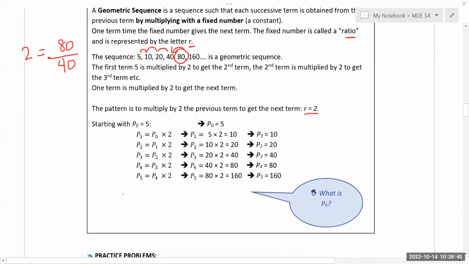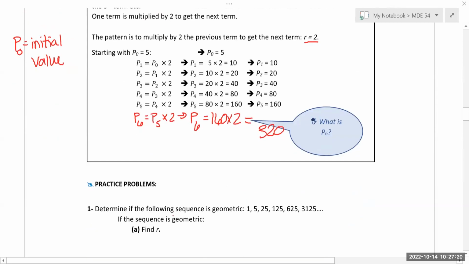So if we were to write that out a little bit, we start with this 5. That's going to be our P of 0, or initial value. And then we do 5 times 2, which is 10. So P of 1 is 10. Then we do P of 1 times 2, so 10 times 2, which is 20, on and on and on. So then P of 6 would be P of 5 times 2. So P of 6 would be 160 times 2, which is 320.